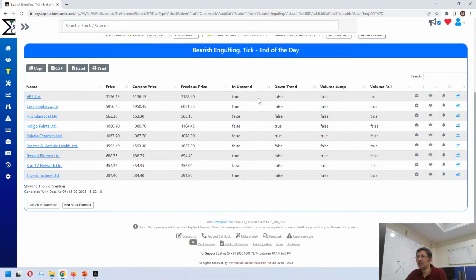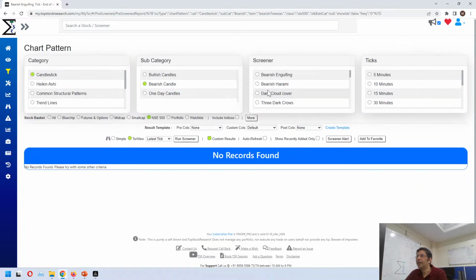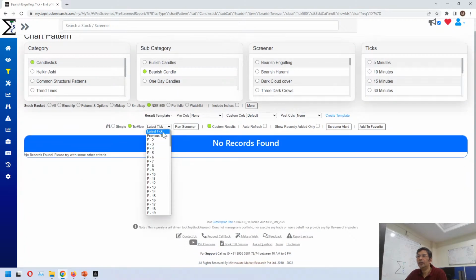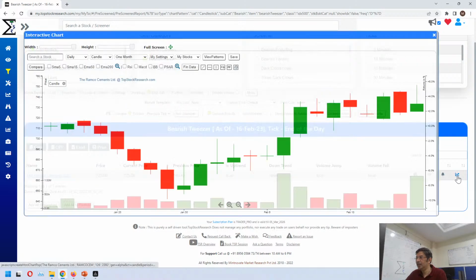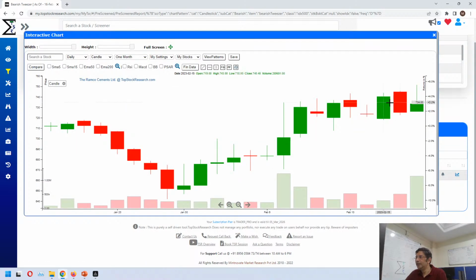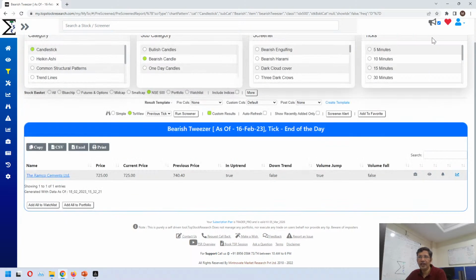Trying to look at just the opposite of it, a bearish tweezer, okay? In NSE 500, this is Ramco Cement, right? Which happened in the previous trading day. So when you look at this, this tweezer has happened. So it is an uptrend, a green candle followed by a red candle, and if this were to be true, the market would come down here, right? So quite a few different kinds of things.